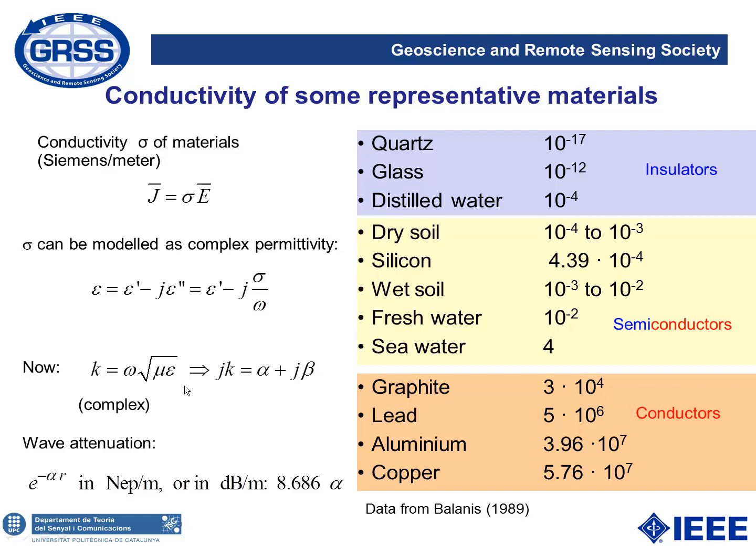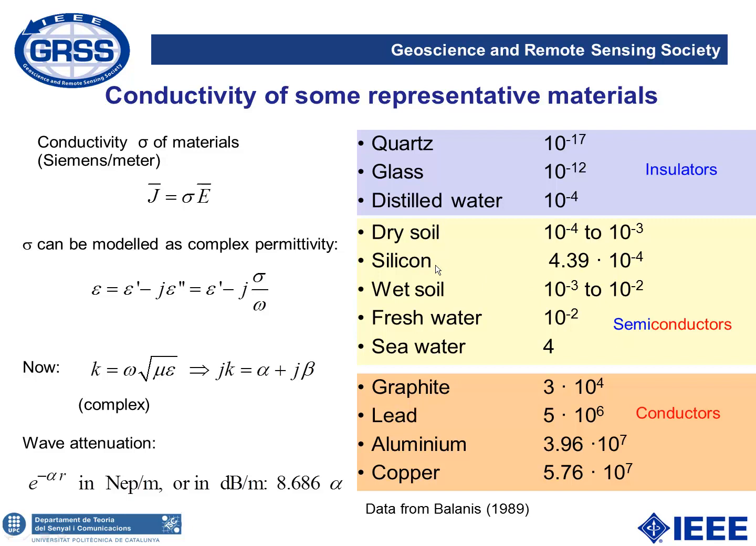The wave number has an imaginary part which is alpha, and this alpha is responsible for the wave attenuation. So alpha is actually an attenuation parameter which can be expressed in dB per meter by multiplying by this constant here. And let's take a look at some values. We have chosen some materials here from very low conductivity, which are typically good dielectrics or insulators, to very good conductors, which are typically metals, and some materials which are a bit in the middle, not good insulators, and not good conductors, and they are considered semiconductors.